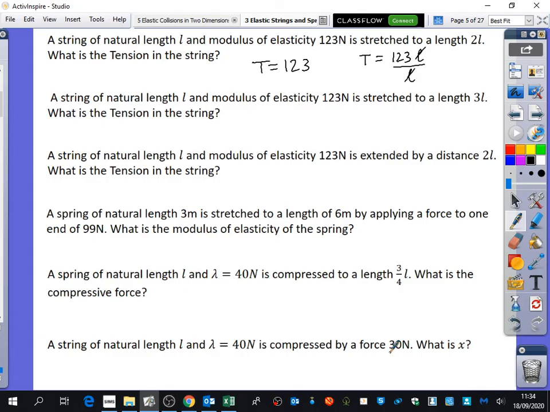Okay, maybe just 20, 30 seconds. Don't worry if you haven't finished them. They're just little thinking puzzles.